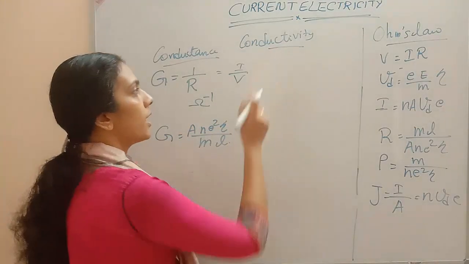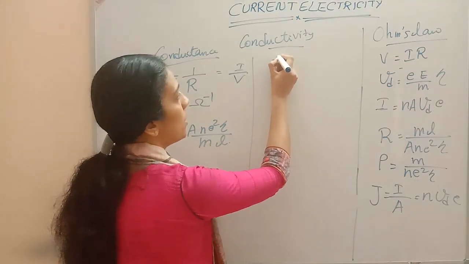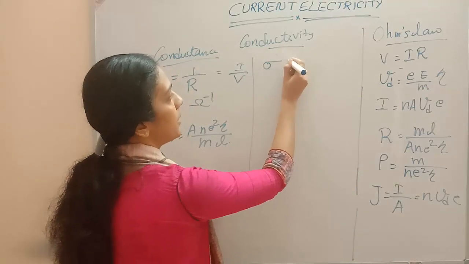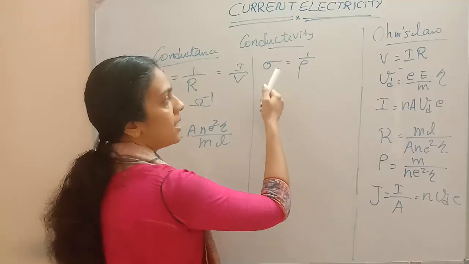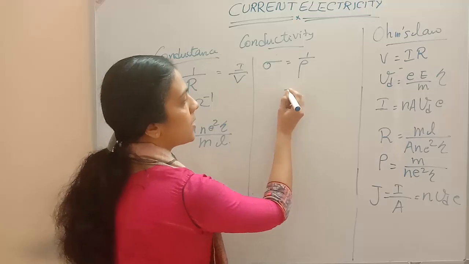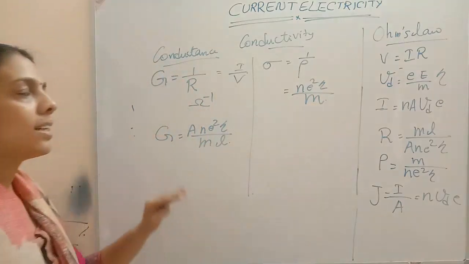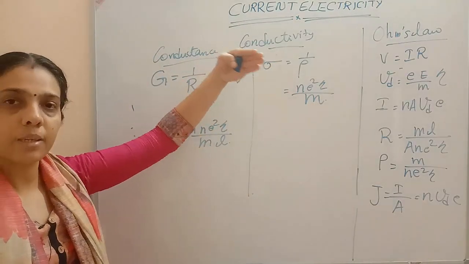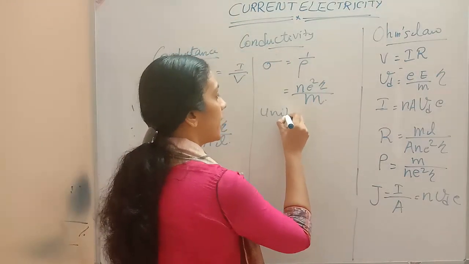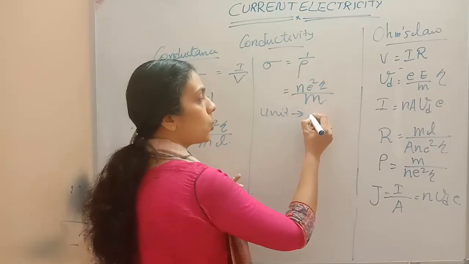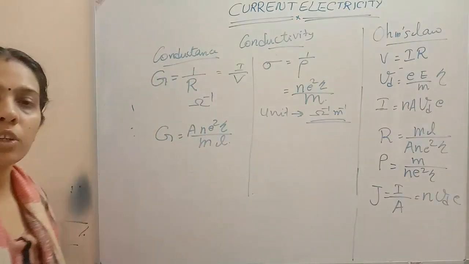And what about the conductivity? Conductivity, I told, is the reciprocal of resistivity. So sigma is the representation of conductivity. It is represented as 1 by rho. Rho is the resistivity, sigma is the conductivity. So we can write it as N e square tau divided by m. The reciprocal of resistivity is called conductivity. Then tell me what will be the unit of conductivity. Resistivity is ohm meter, right? So ohm inverse meter inverse will be the unit of conductivity.